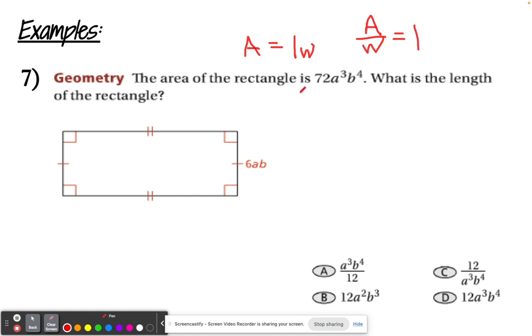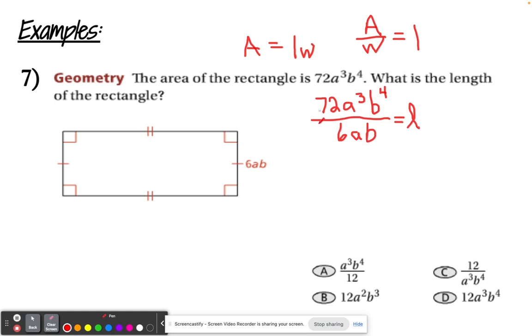So let's fill those in. I know my area is 72a to the third b to the fourth, and my width is 6ab. And when I divide these, I will get my length. I'm going to write it in cursive so I don't think it's a 1.